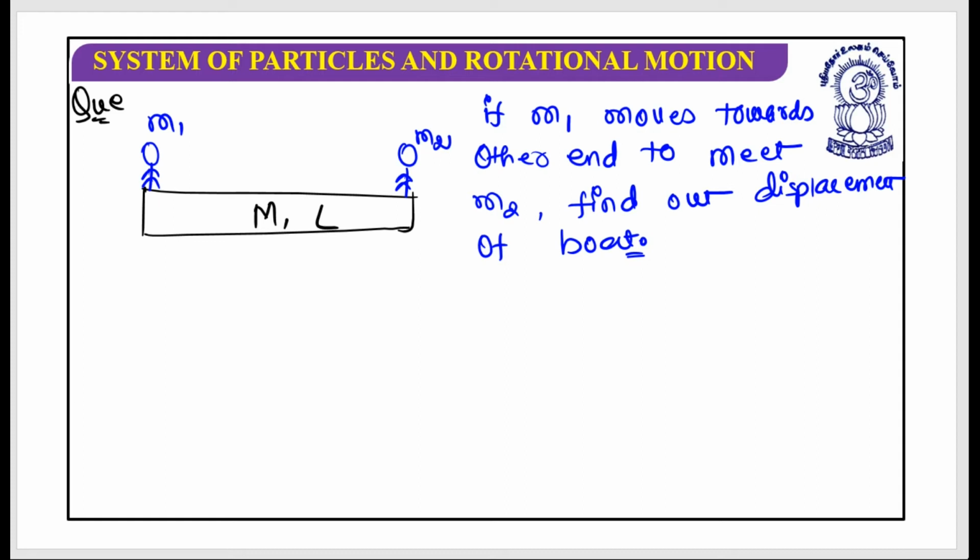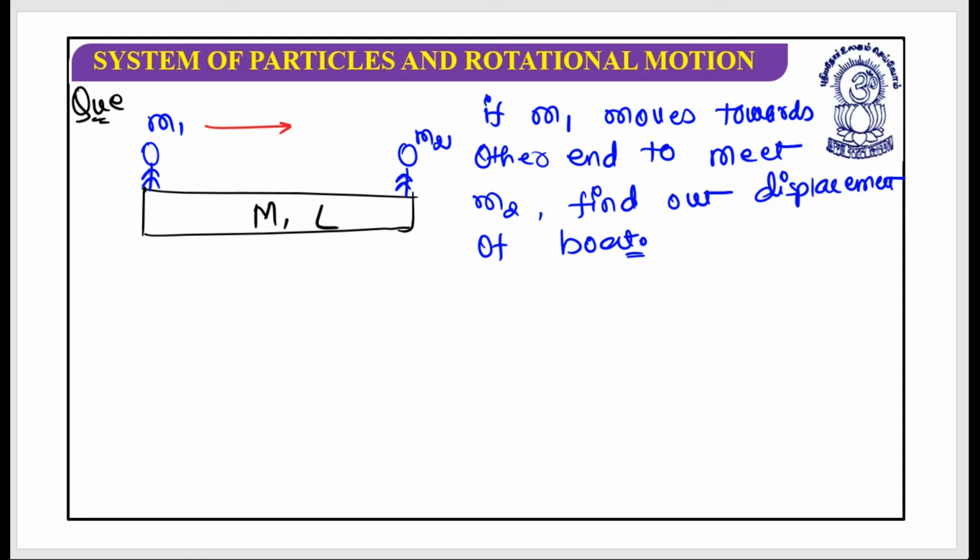So it says that m1 moves towards the other end to meet m2. That means indirectly they are saying that m2 is not going to move at all. And when m1 is moving towards the other end to meet m2, we need to find out the displacement of the boat. How will I do it? What could be done? What do you think?